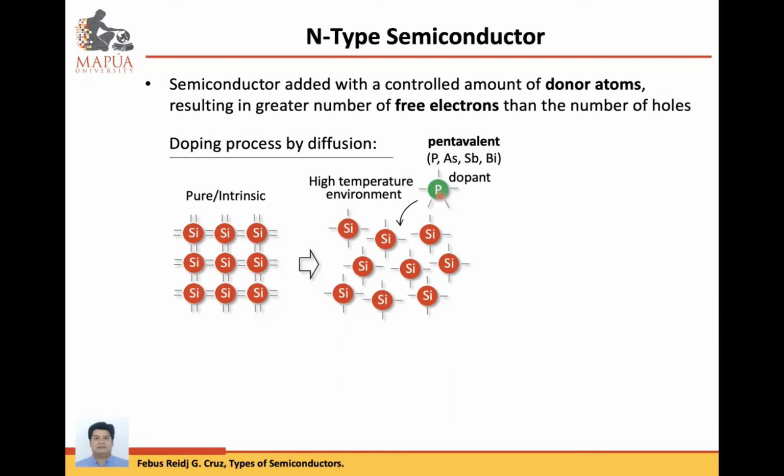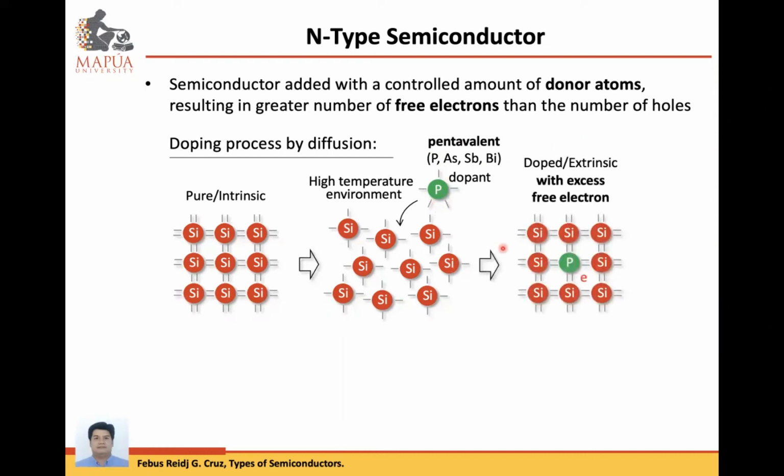So aside from the phosphorus, other examples of group 5 or pentavalent atoms are the arsenic, antimony, and bismuth. But usually, we use the phosphorus dopant since it is the smallest among the 4. So madali siyang i-diffuse, no? Madaling pumasok. Okay, so kahit konti lang yung space, it can easily penetrate the silicon material. And after some time, we allow the material to cool down or crystallize.